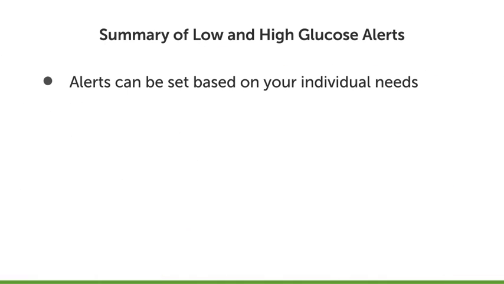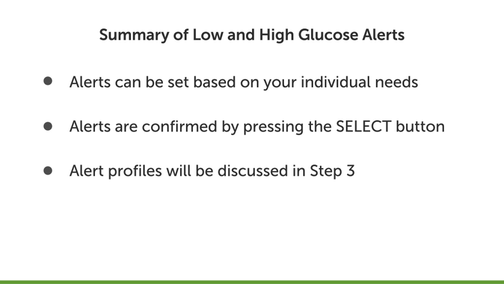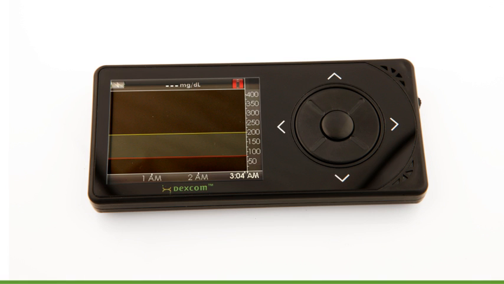Again, alerts on your Dexcom G4 Platinum system can be set based on your individual needs. Alerts are confirmed by pressing the Select button. We will discuss alert profiles in Step 3. After initial setup, when you turn your receiver on, your home screen, which is the 3-hour trend graph screen, will appear. Your Dexcom G4 Platinum alert settings will be displayed on your trend graphs.